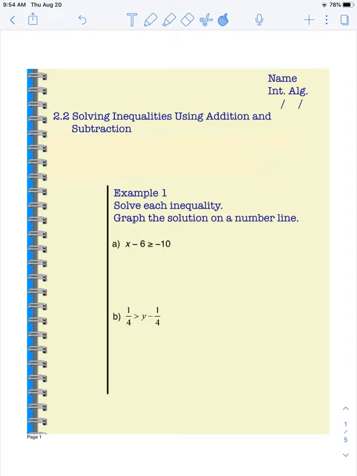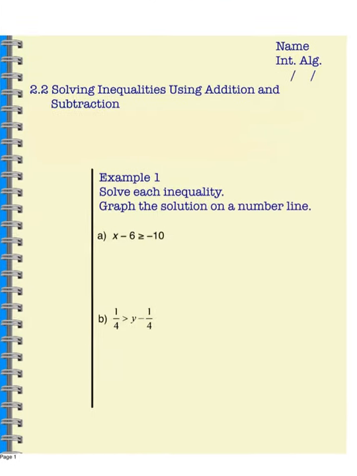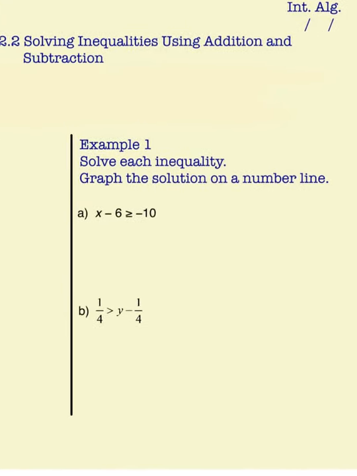So we have part A: x minus 6 is greater than or equal to negative 10. We're going to solve this the same way we would if it were an equation, by using inverse operations and GEMDAS backwards. So it's x minus 6. We're going to get x by itself by adding 6 to both sides. It cancels out on the left, and I have x is greater than or equal to negative 10 plus 6, which is negative 4. And we're going to graph this on a number line.